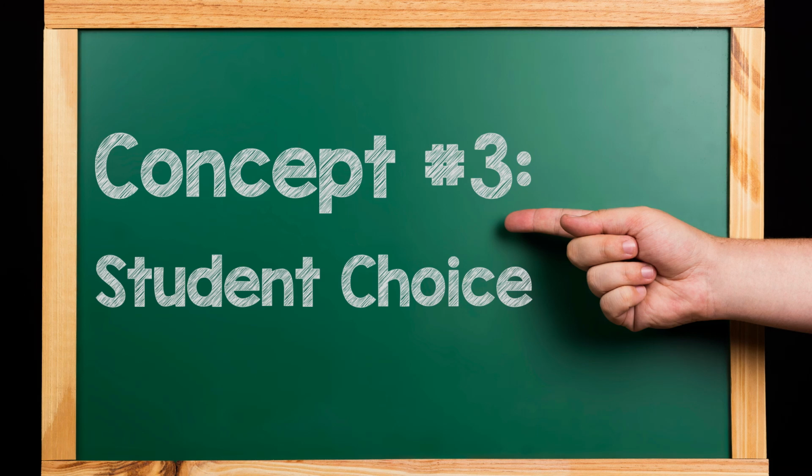Number 3, student choice. Okay, so student choice is another critical element to establishing an effective classroom management system using a token economy. One of my favorite sayings is that when they have a say, they'll pay to play. And that is definitely the case with this system.